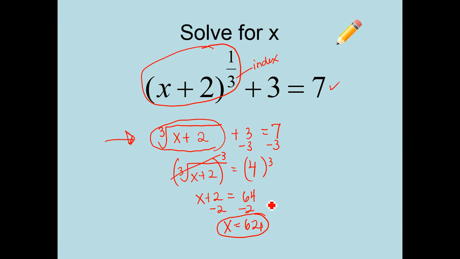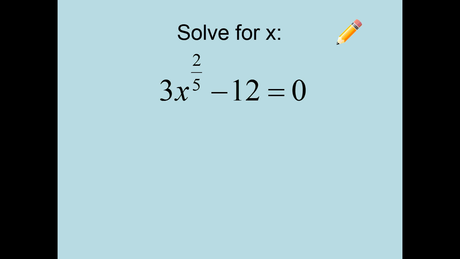All right, let's try another one, which might look a little bit more complicated, a little scary here. We've got 3x to the 2/5 power minus 12 equals 0. Well, this x is what we're trying to get alone, and that looks kind of scary. So let's go ahead and rewrite it in radical form. This would be the 5th root of x, all of it squared, and that's being multiplied by 3 and subtracted by 12, and that equals 0.